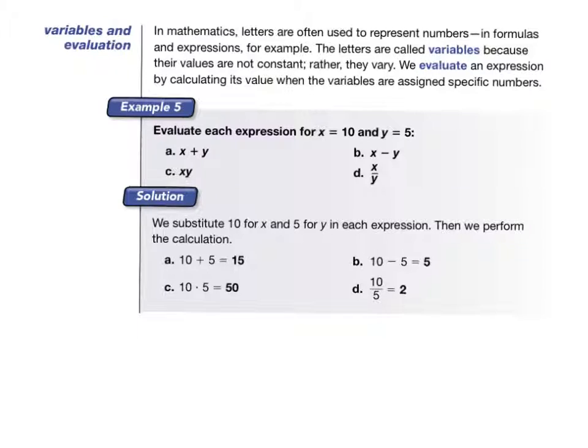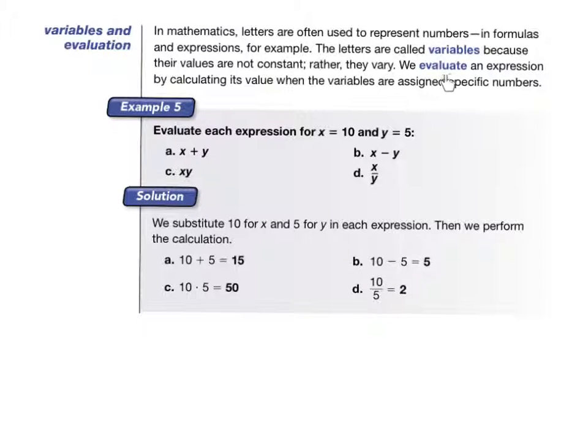All right, the next section is variables and evaluation. So write that down, variables and evaluation. And let's write down the definition of variables. Variables are letters that are used to represent numbers. It says the letters are called variables because their values are not constant. They vary. So you could write that sentence down.